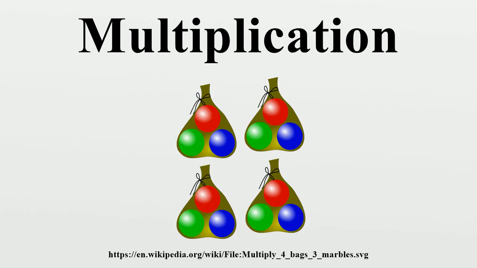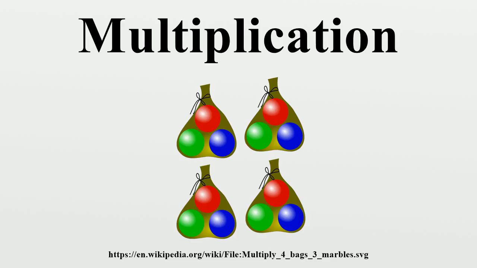Multiplication can also be visualized as counting objects arranged in a rectangle, or as finding the area of a rectangle whose sides have given lengths. The area of a rectangle does not depend on which side is measured first, which illustrates the commutative property.